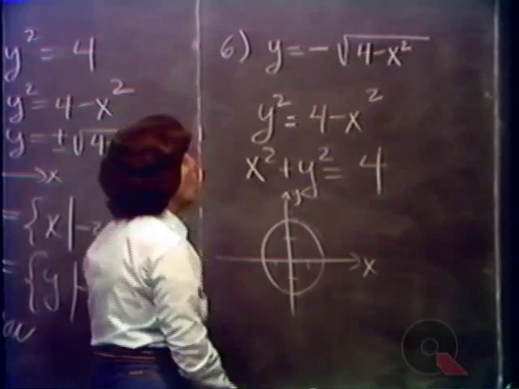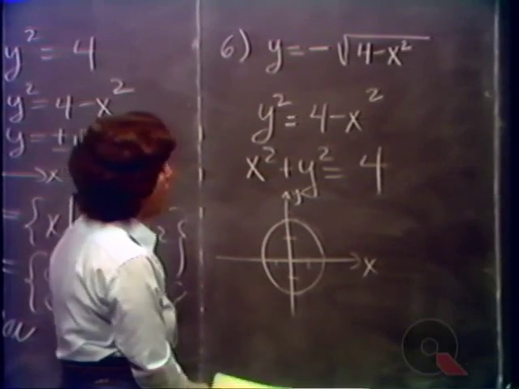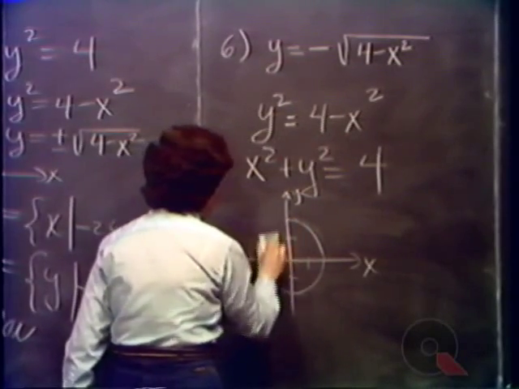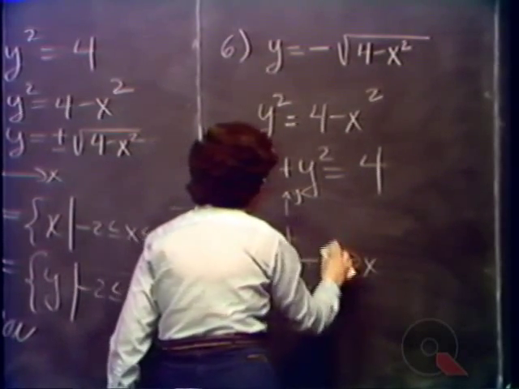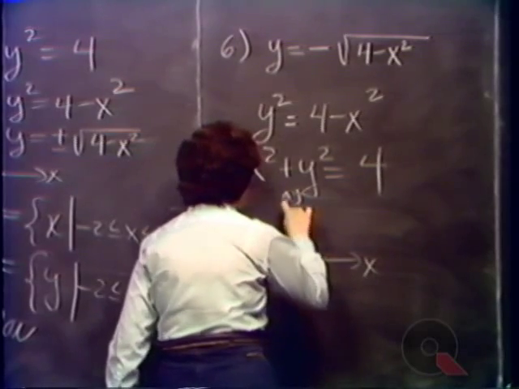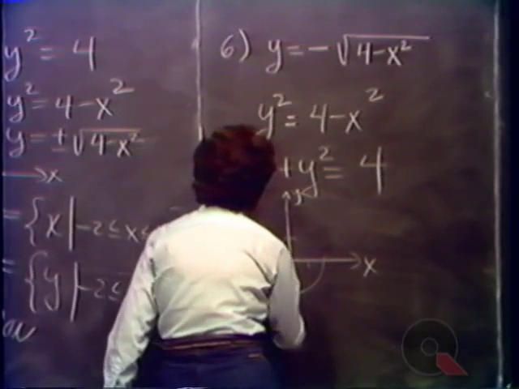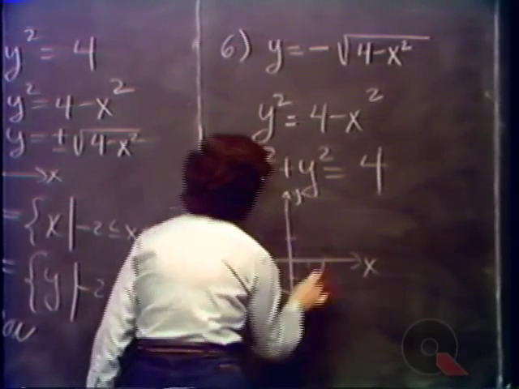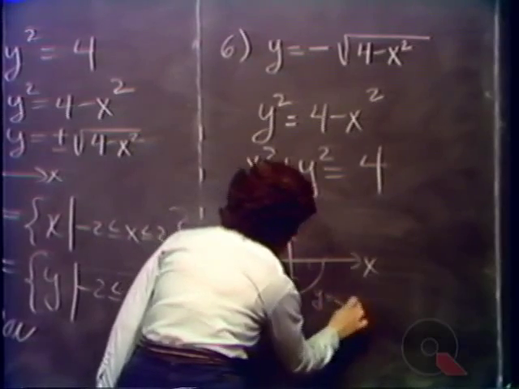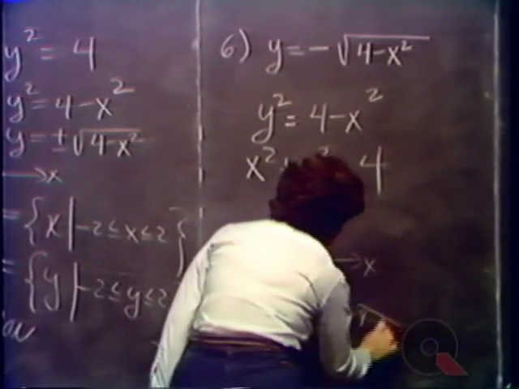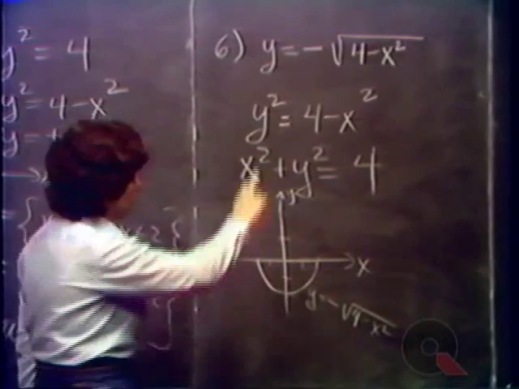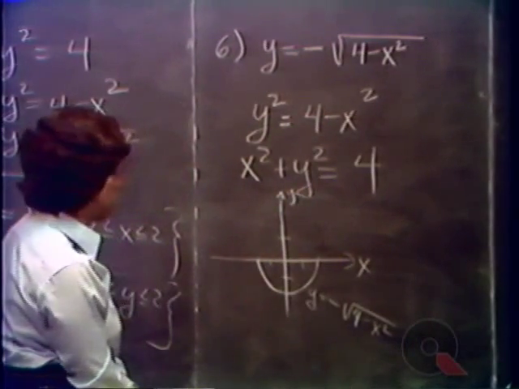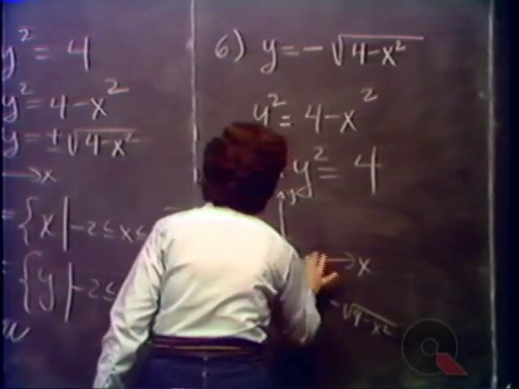But remember, we're talking about y equals the negative square root. y is therefore never positive. So we are talking about the bottom half only of the circle. So right over here we have sketched the graph of y equals the negative square root of 4 minus x squared. If it had been the positive square root, or if we saw no sign here, that meant the positive square root, that would be the top half of the circle. But here it's the bottom half.